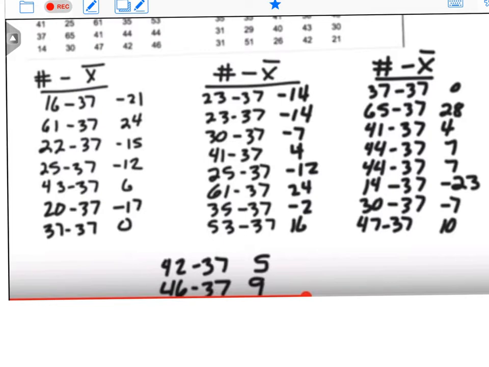I now need to take all of those differences and I need to square them. That means that I need to multiply them by themselves. So just for example, to square negative 21, I would do negative 21 times negative 21, and that would give me 441. I would square 24. I would do 24 times 24. That would give me 576.